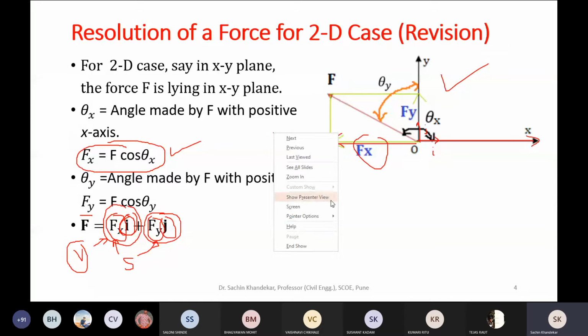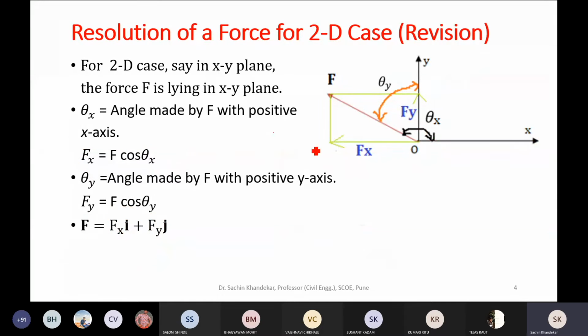Now one more thing, as I already mentioned, we are expressing the values of theta x, theta y, theta z in the range 0 to 180 degree. Say for example, now the force is something like this. For a 2-dimensional case, this is the force F1. Please note that this is a 2-dimensional case, and the same knowledge we are going to extend to the 3-dimensional case. This F1 is lying in the xy plane.